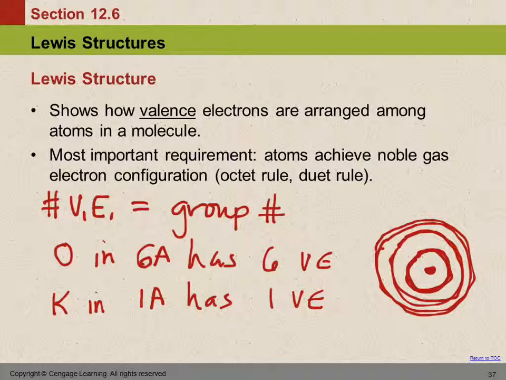Of course, helium's in group 8A. Does helium have 8 valence electrons? How many electrons does helium have total? 2. Okay, because helium is the baby brother of the noble gas family, or maybe it's the baby sister.